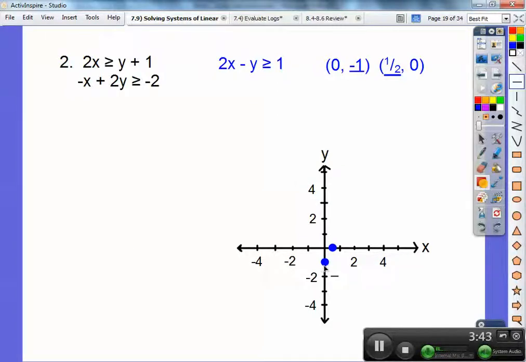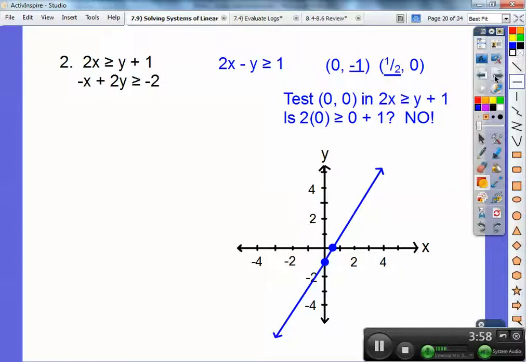0, -1. And then when y equals 0, cover up the y, you get 2x equals 1. So x would be a half. So that's this one right here, (1/2, 0). Okay, this is a solid line because of the equals bar.